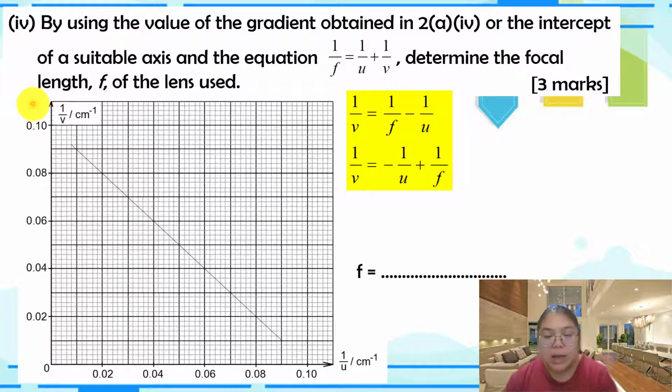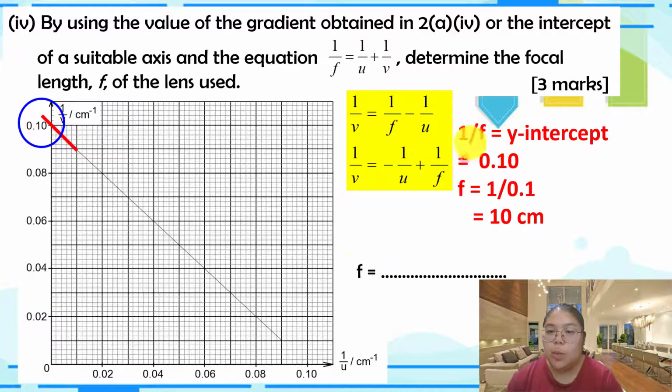Okay, understand? So I just show the calculation first. Okay, extend first, then I cut it. So where do I cut? 0.1, is it? Okay, so I cut at 0.1. So now I can show the reading: 1 over f is the y-intercept. So I cut here, there's 0.1.